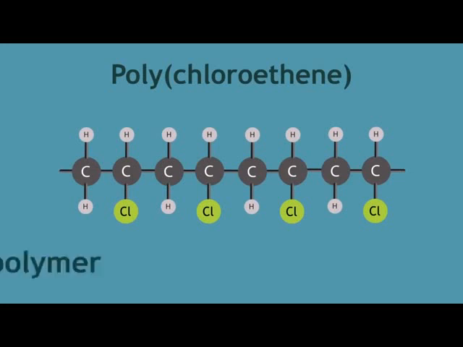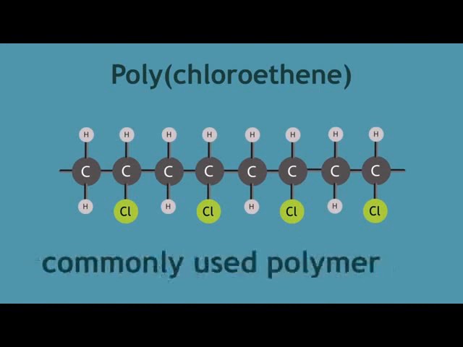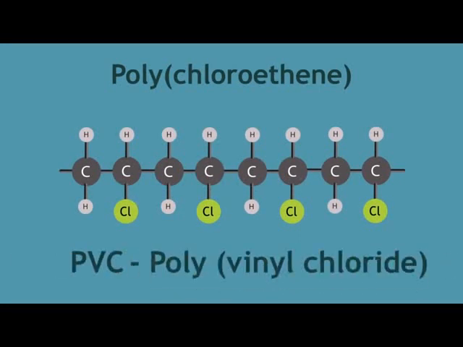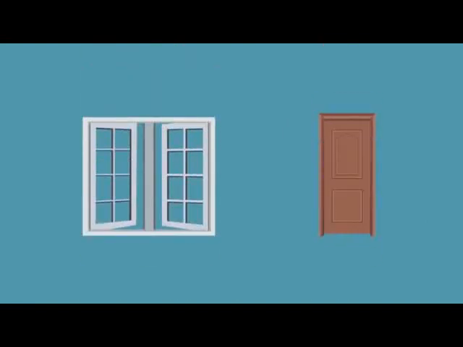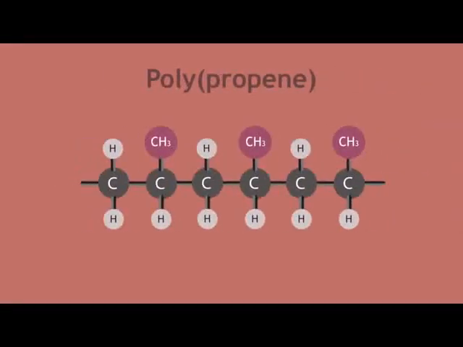Polychloroethene is a very commonly used polymer, and it is likely you will have heard of it by its old name PVC, polyvinyl chloride. It is used in plastic PVC windows and doors, and it is also used in pipes, signs, and even in clothing. Polypropene is our next polymer. Pause the video now and draw the structure of the monomer for polypropene. Some of you may even wish to attempt the equation for the polymerization of this molecule.